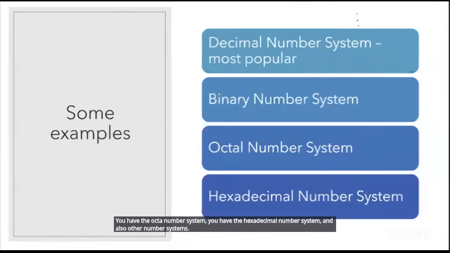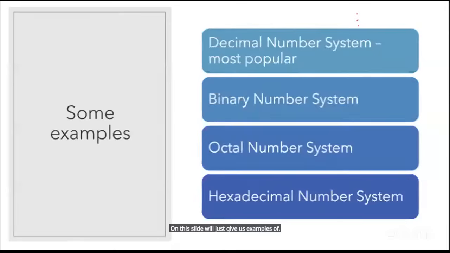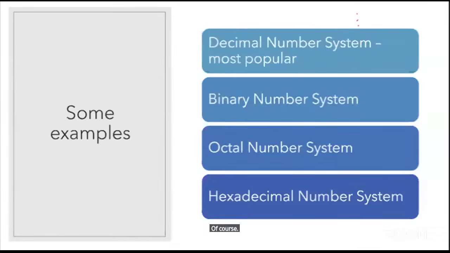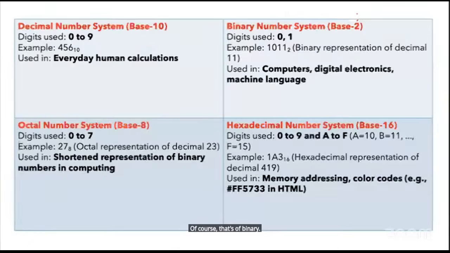Our next slide will just give us examples of the others that I listed here on the screen. So the next slide that I'm going to touch now will show us example of octal number system, characteristics of it, that of hexadecimal, of course, that of binary. So it is on our screen, and you remember you get this slide.